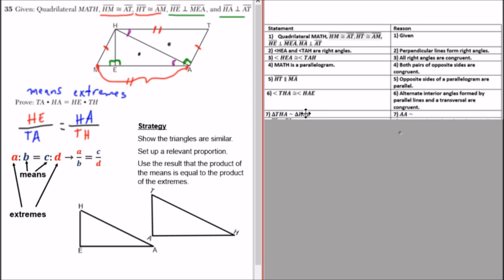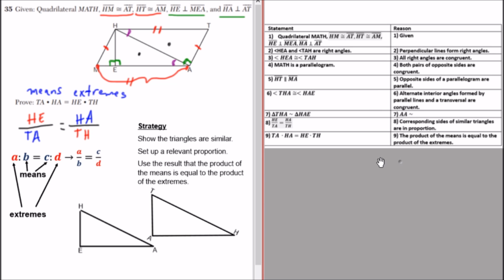So once you establish the triangles are similar, then we could set up the relevant proportion. Now we could say what we said over here, HE over TA is equal to HA over TH. And the reason for this, corresponding sides of similar triangles are in proportion. And now finally we can make the concluding statement, which we knew the reason before we started writing anything. And the product of the segments are equal because the product of the means is equal to the product of the extremes. Okay, well, this is going to conclude the June 2019 Geometry Regents.